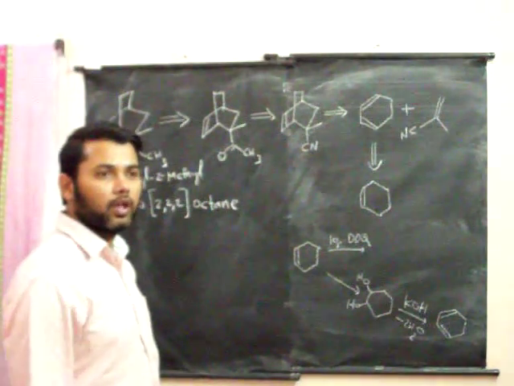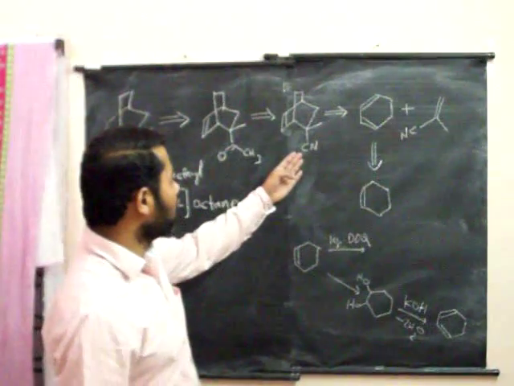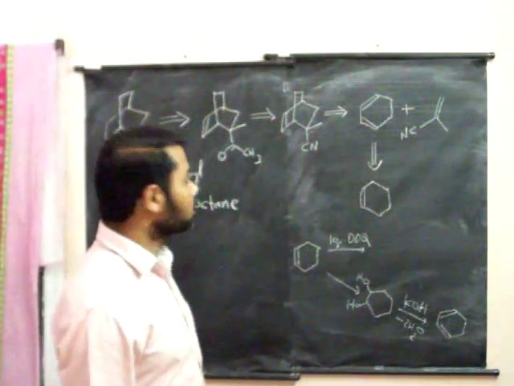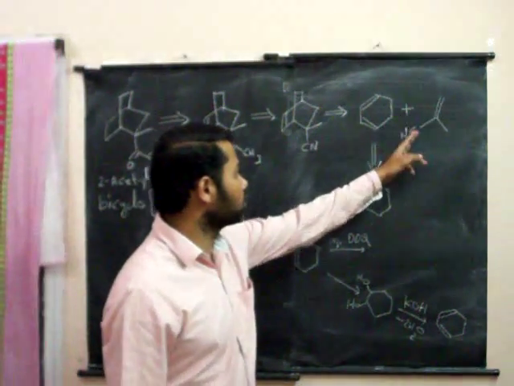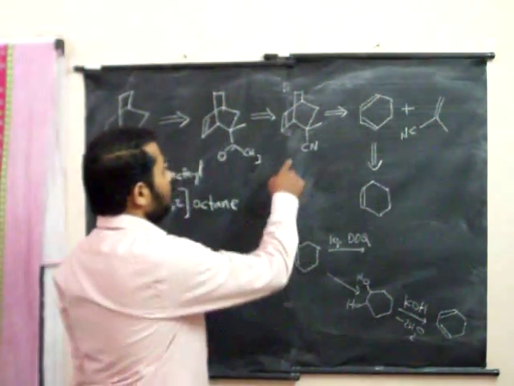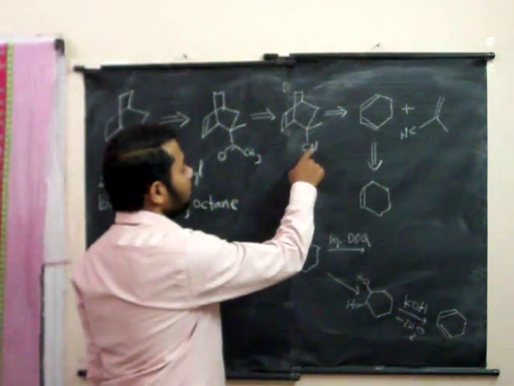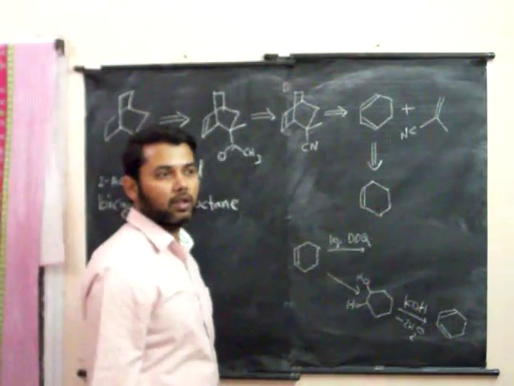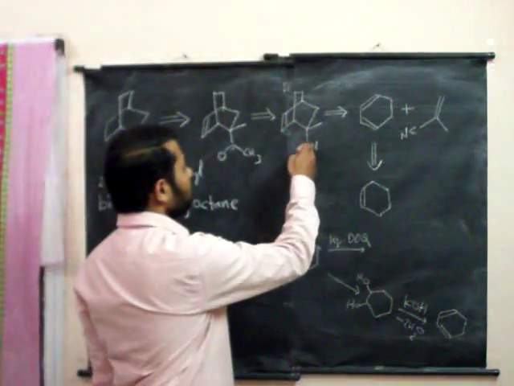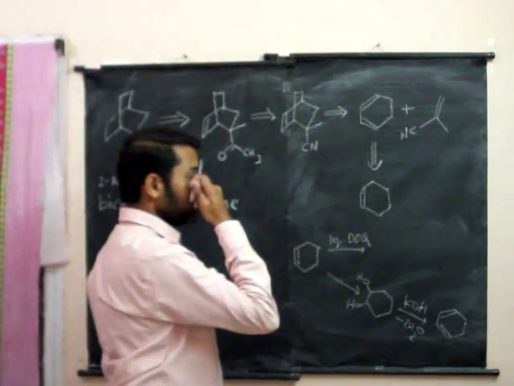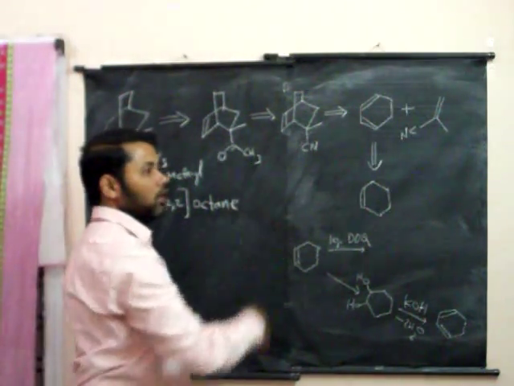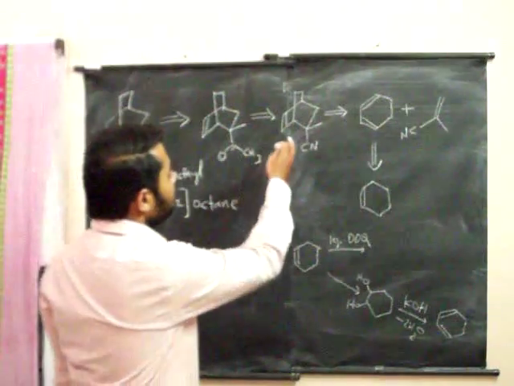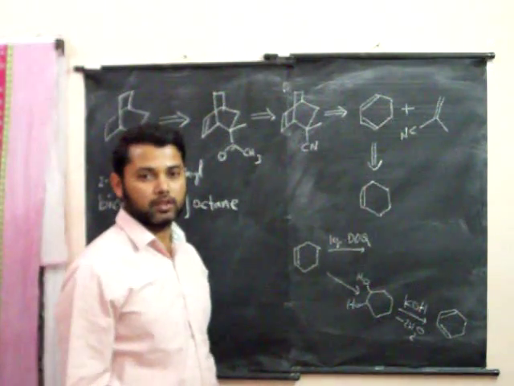Here one point we have to discuss: why is this always endo? This is because of the endo rule. That means when these two react, the electron deficient compound, that is the functional group, is always in endo form. That is the major compound. The major compound will be the one in which the electron deficient functional group is in the endo position. Why? Because of secondary orbital overlap. This concept we will discuss when we discuss pericyclic reactions.